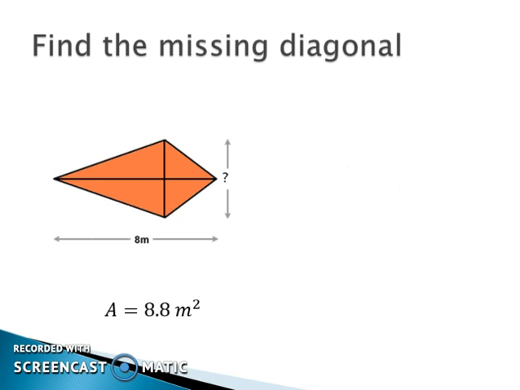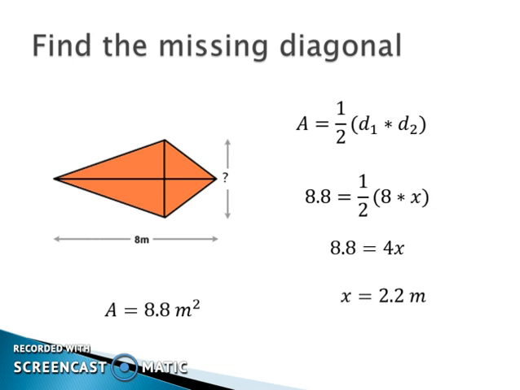Now to go backwards on a kite, same thing. We set up the formula. 8.8 is the area. One of the diagonals is 8. The other diagonal is x. Half of 8 is 4. Divided by 4 is 2.2 meters.